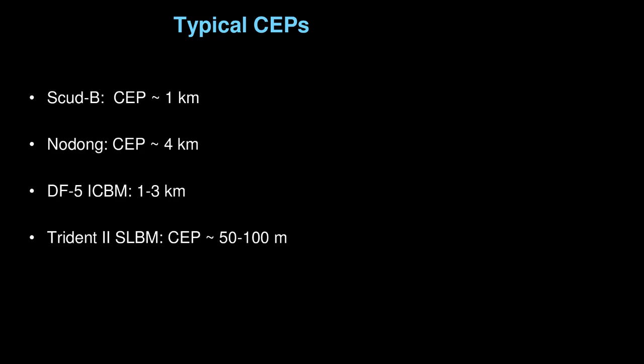Some typical CEPs, again, for Scud B, a short-range missile, typically people say about 1 kilometer. By the time you get from 300 kilometers, the Scud, up to about 1,200 kilometers, the Nodong, as well as the faster speed of the Nodong coming in through the atmosphere, my estimate is that you're probably up around 4 kilometers, and that's assuming that the warhead isn't tumbling or doing anything dramatic. If you look at the first Chinese ICBM, the DF-5, estimates of the accuracy of that were something in the order of 1 to 3 kilometers. And then if you compare that to a modern Trident II submarine launch missile, the numbers that people usually talk about are in the range of 50 to 100 meters.